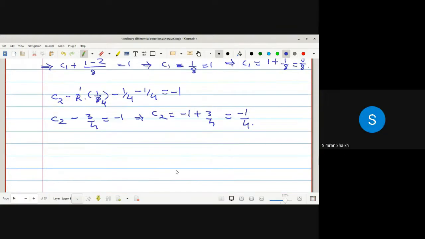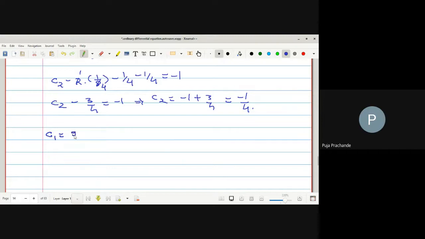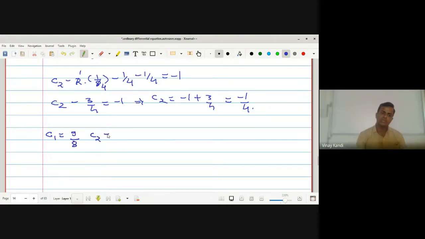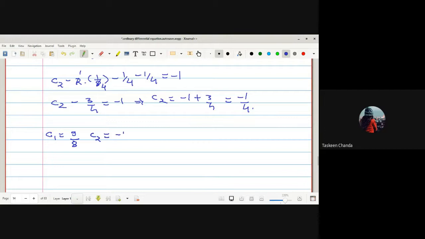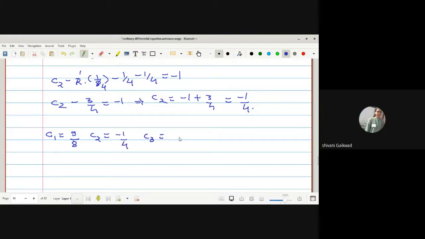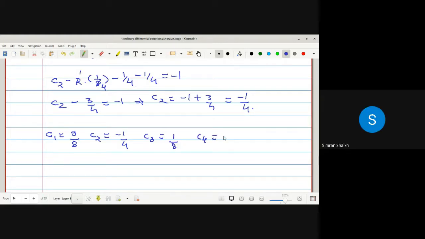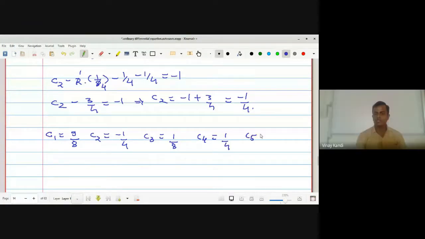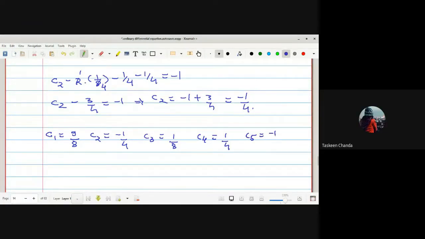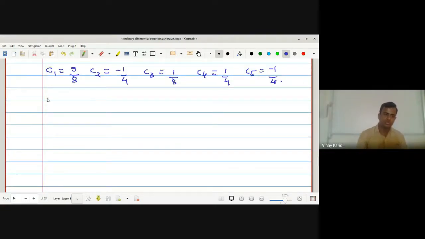Now tell me the values one by one. C1 is 9 by 8. C2 is minus 1 by 4. C3 is 1 by 8. C4 is 1 by 4. And C5 is minus 1 by 4. Hence this is the required solution.